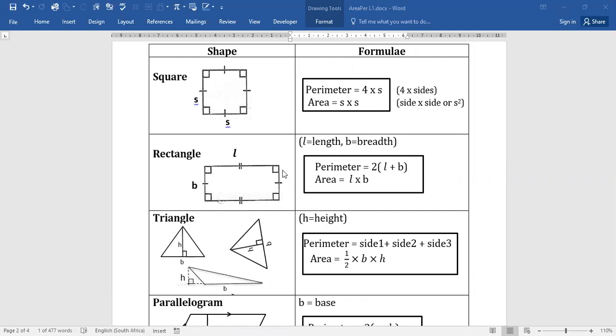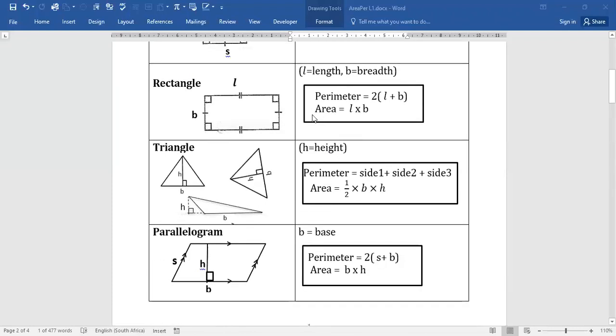Remember again, your perimeter is always the distance around. So you can simply add all the figures around, and you will still get your perimeter. Or you can use your formula. You need to remember the area formula. Now, the perimeter of a triangle is adding the values of the 3 sides. The area is half of the base times the height.